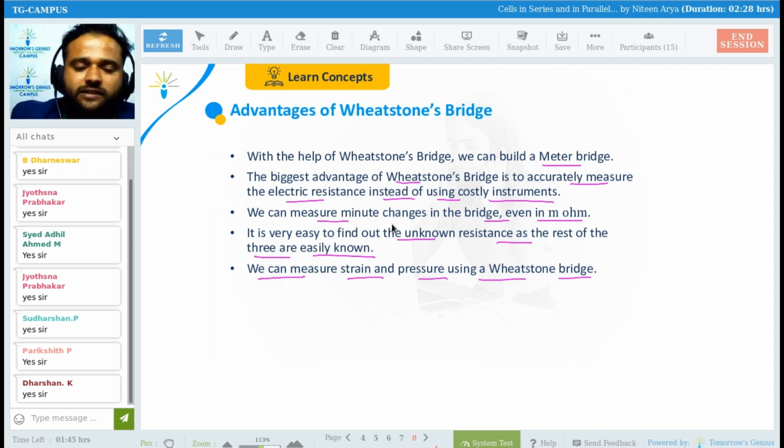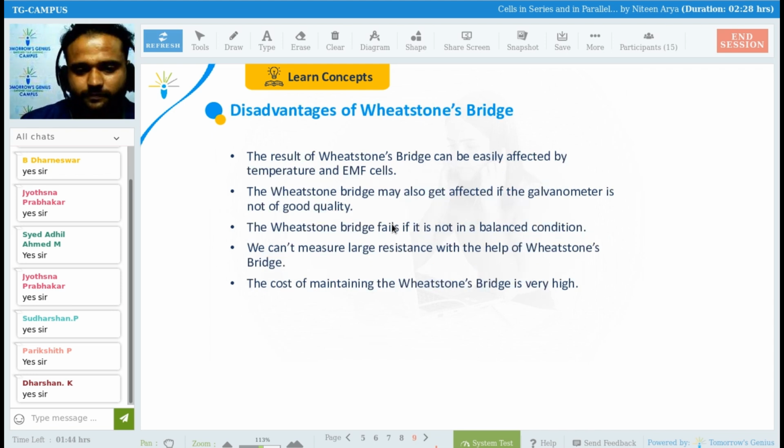If you know the resistance, you can find the resistivity, length, area, and everything with the help of the resistivity of a material and the resistance. So you can find the ratio of length and area, which is nothing but force per unit area. Length upon length is strain, and force per unit area is pressure. Is this clear, everyone? These are just a few advantages you can read out even after the class.